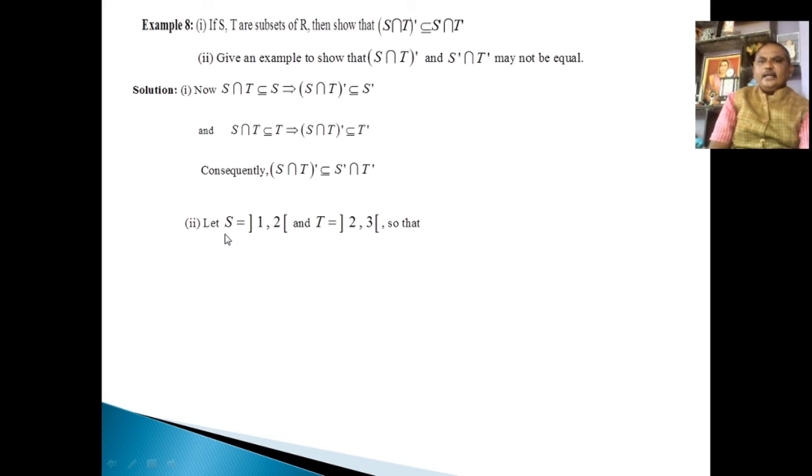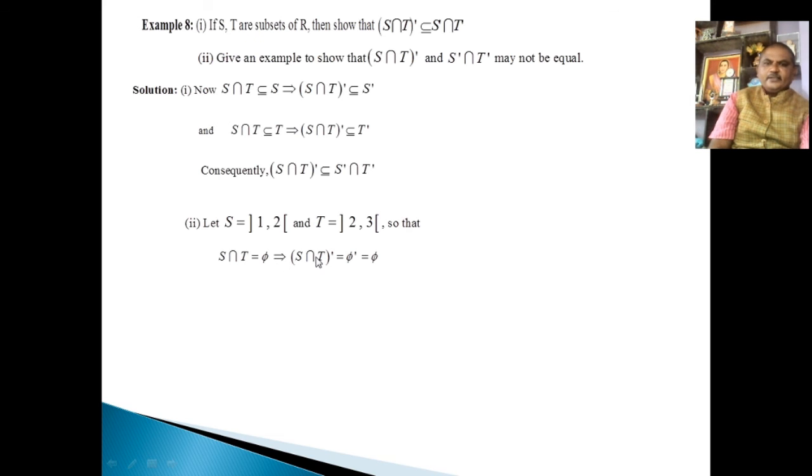And for the second part, let S be the open interval (1, 2) and T be the open interval (2, 3). We give an example to show that these two may not be equal. Suppose the first set S is the open interval (1, 2), the second set T is the open interval (2, 3), so the intersection of these two sets is equal to phi.